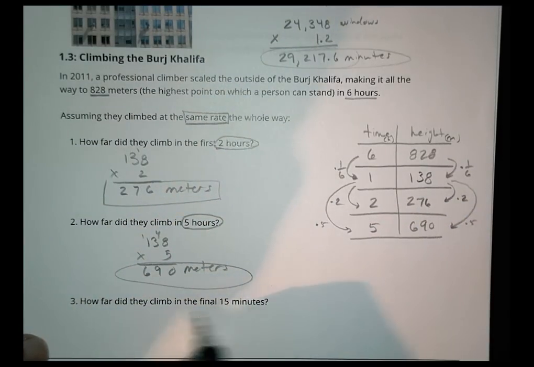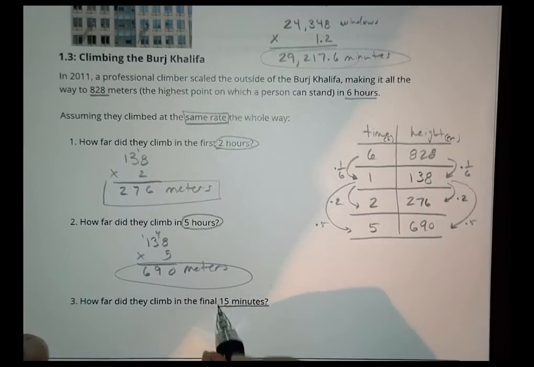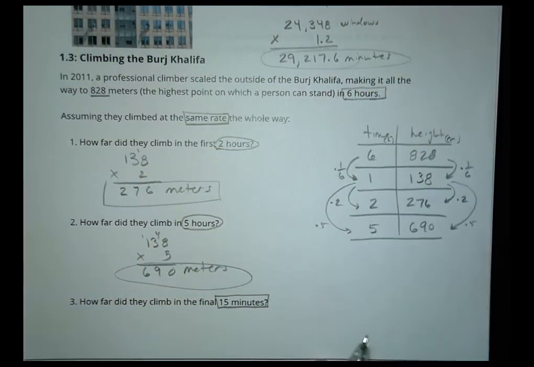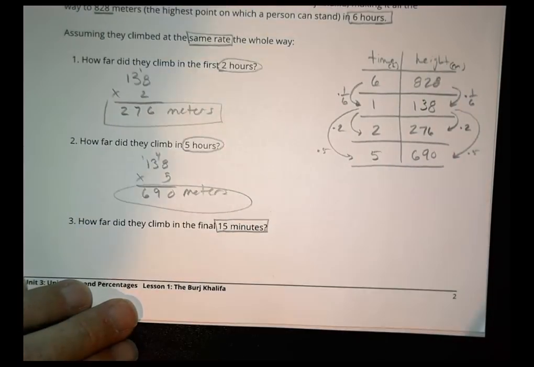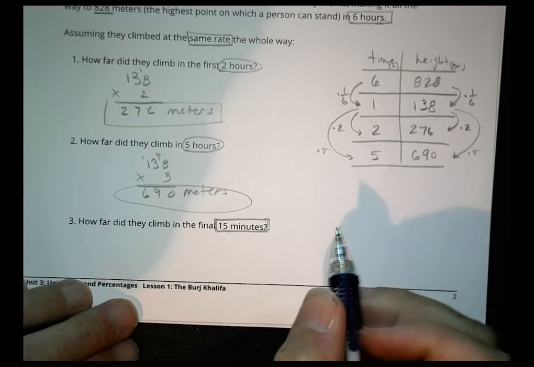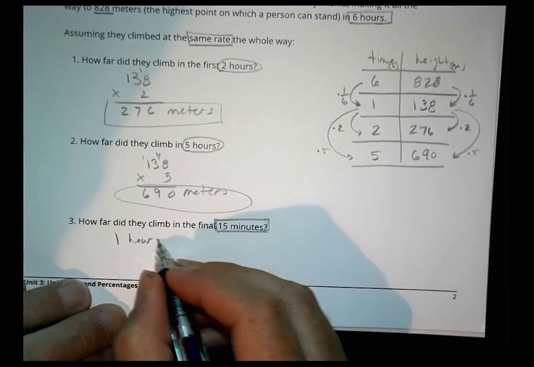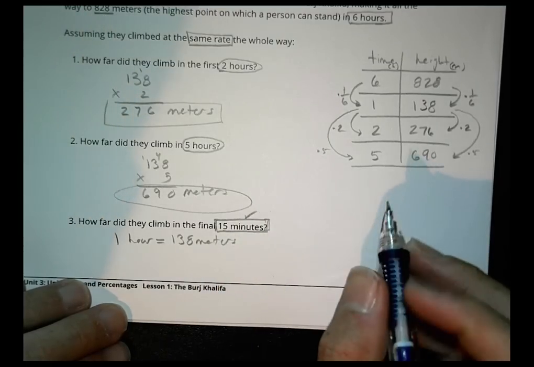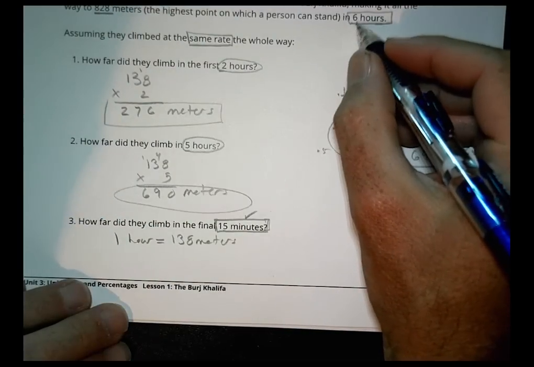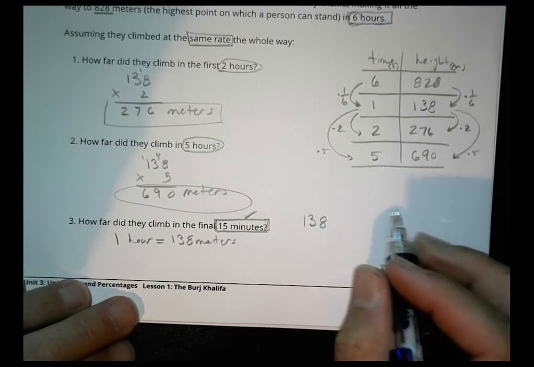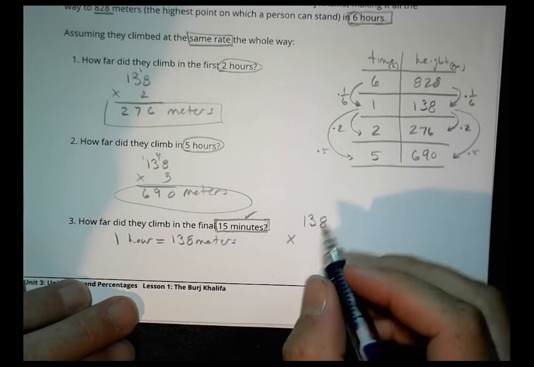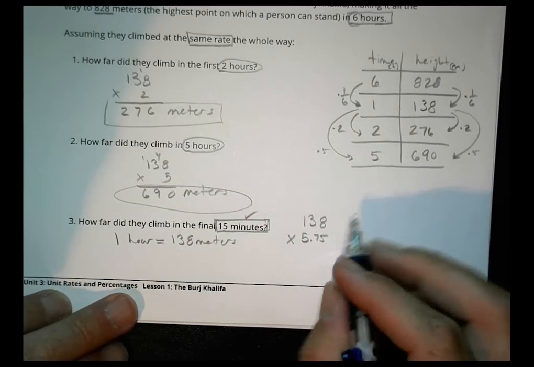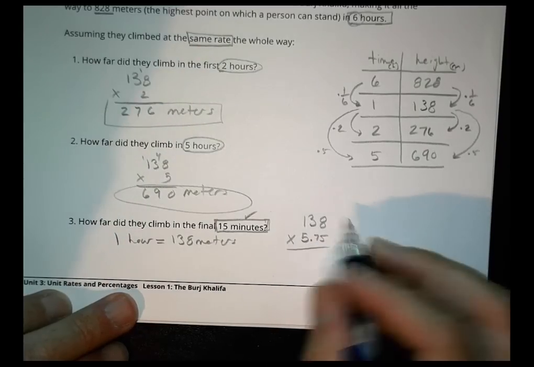The last question says, how far do they climb in the final 15 minutes? This is a great question because there are a couple of ways you could do this. We know it took 6 hours to get there altogether. So what might your approach be? We know the final 15 minutes is what we want to find. We know that in 1 hour they go 138 meters. There are two ways you could do this. We could say that if it takes 6 hours, I could do my rate of 138 times 5 and 3/4 hours, which would be 5.75, to find how far they went in all but the final 15 minutes. Then I have to do some subtraction. So that's one way I get an answer here.